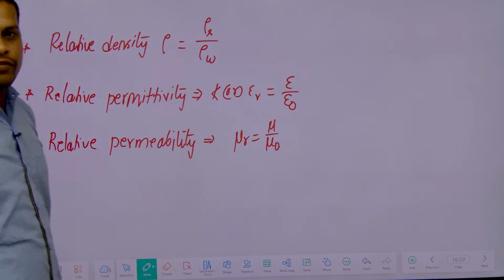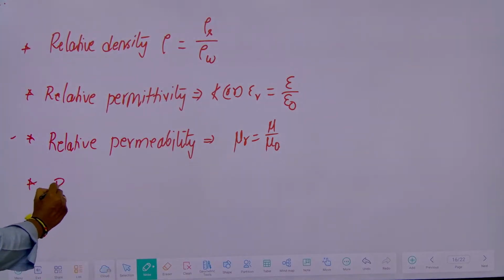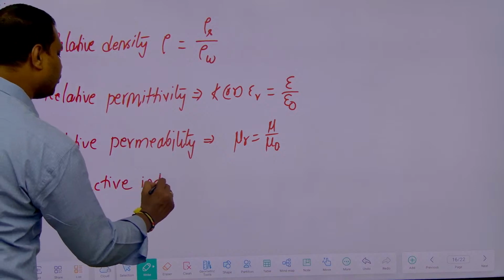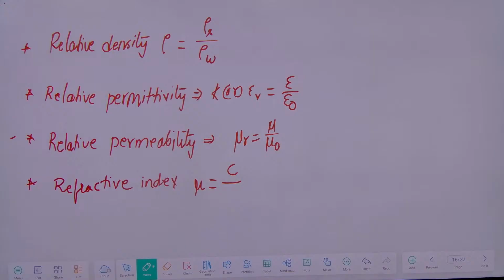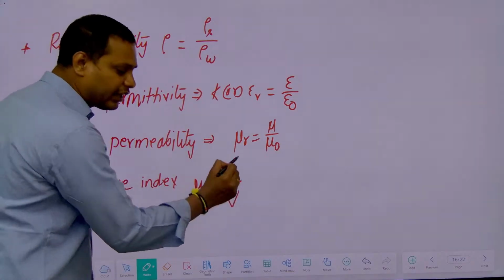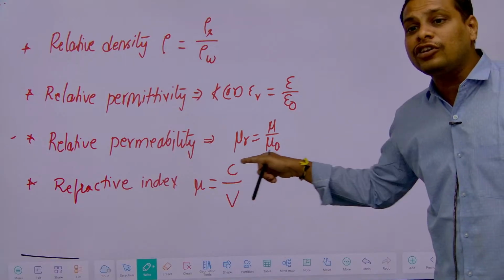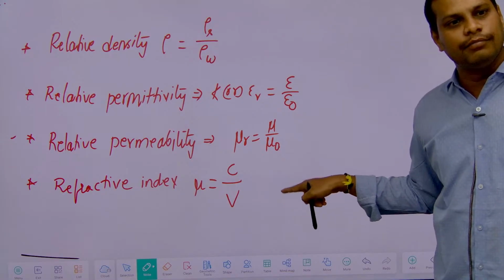So for these things we don't have the dimensional formula. Even if I take refractive index, do you remember what refractive index is? Refractive index is nothing but velocity of light in air divided by velocity of light in medium. It is a comparison between two things.